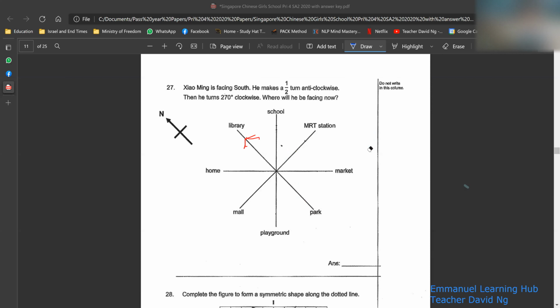Okay, 270 degrees clockwise is which direction? This direction or this direction? Left or right? Left. Okay, left. Clockwise. 270, right? 270 is this, right? So therefore, he's facing the mall. Okay. Understand? Understand why it is the mall? Can now?